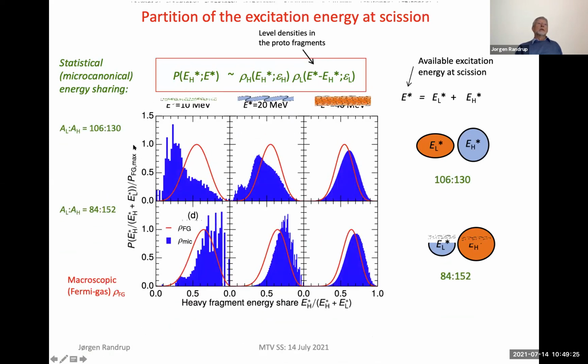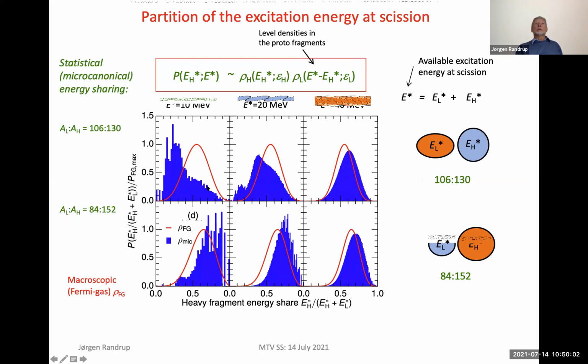Here are examples for two different splits, 106 and 84 here. So nearly symmetric and more asymmetric. And I'll show you two different calculations. One is with a macroscopic level density, the Fermi gas level density that has no shape dependence. And this is the red curve. So it is smooth. And for that one, the heat capacity of a nucleus is just proportional to its mass number. So you can see that the heavy one gets more than the light one just in proportion to its mass. That's where the peak is.